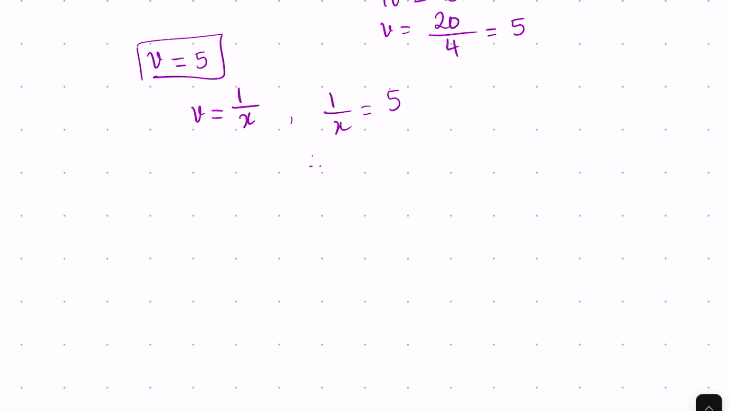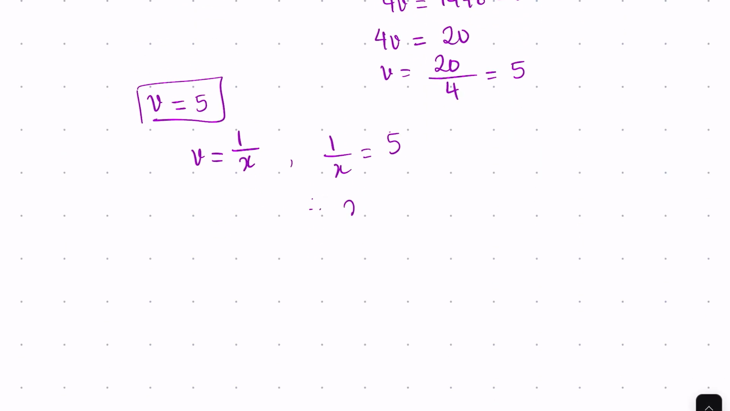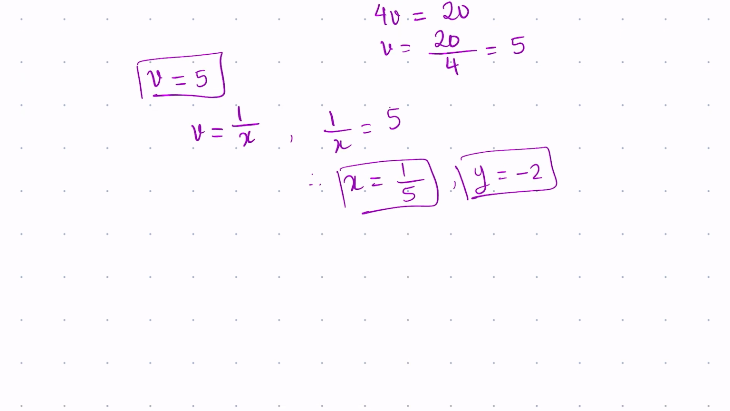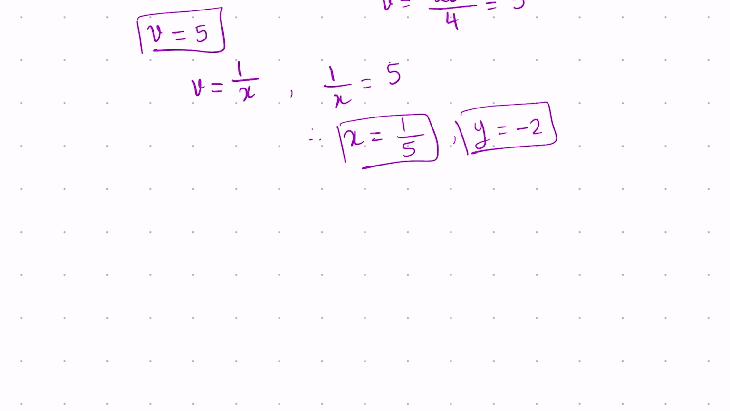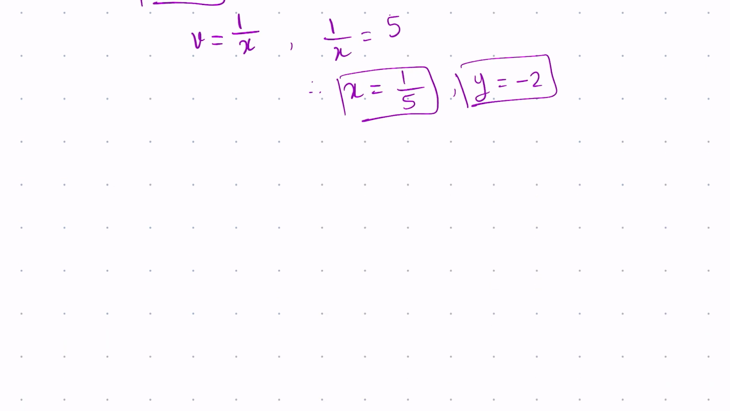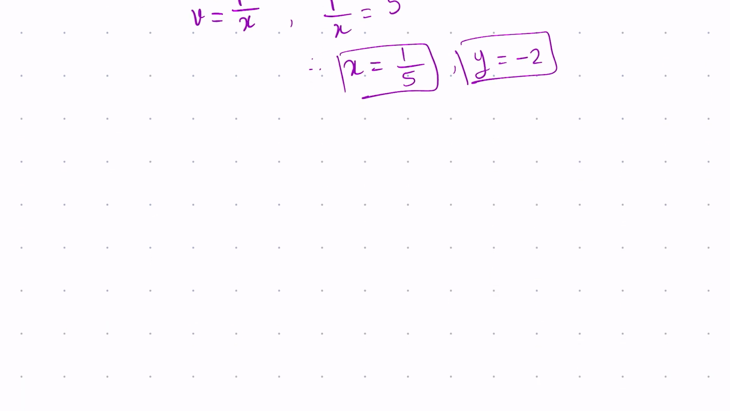Therefore x is equal to 1 by 5. So x is that, and y is equal to minus 2. That's our required answers. And we're done with question 26. So now we move on to question number 27.